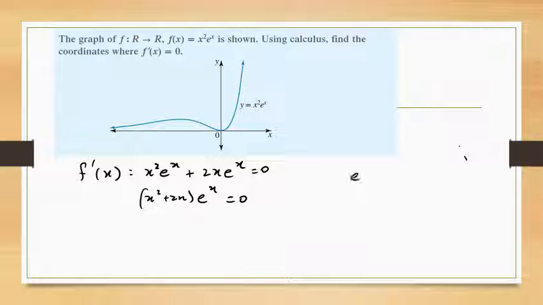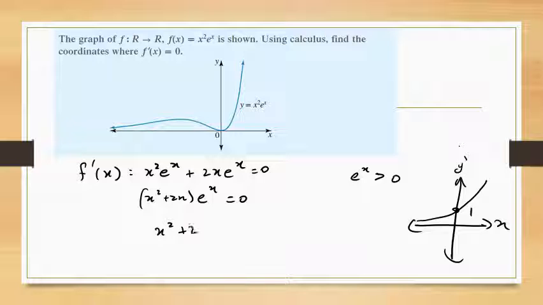Now, e to the power of x is always going to be greater than 0, because remember the function looks like this. And because of that, this can never be equal to 0, so all we need to do is solve x squared plus 2x equals 0. So then factorize it and solve. So x is equal to 0, and then also negative 2.